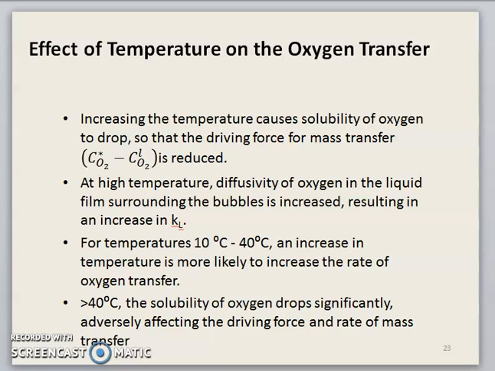For temperatures of 10 degrees C to 40 degrees C, an increase in temperature is more likely to increase the rate of oxygen transfer. At temperatures larger than 40 degrees C, the solubility of oxygen drops significantly, adversely affecting the driving force and rate of mass transfer.